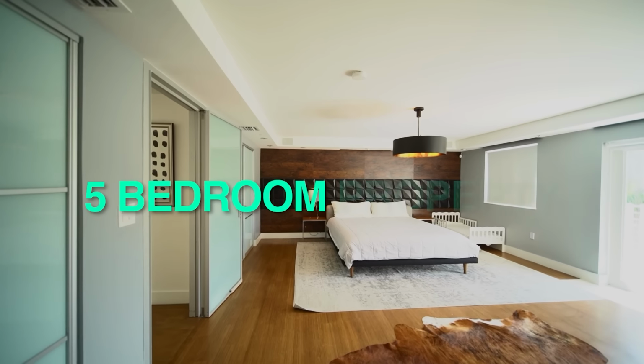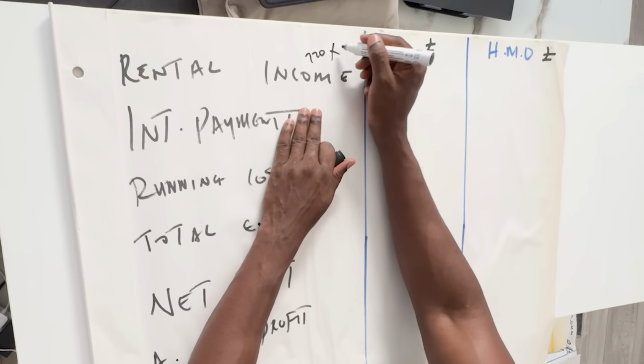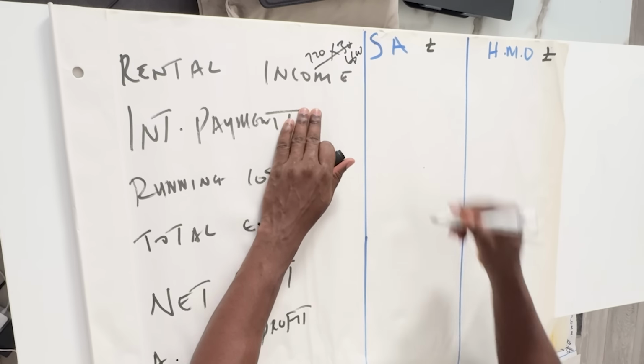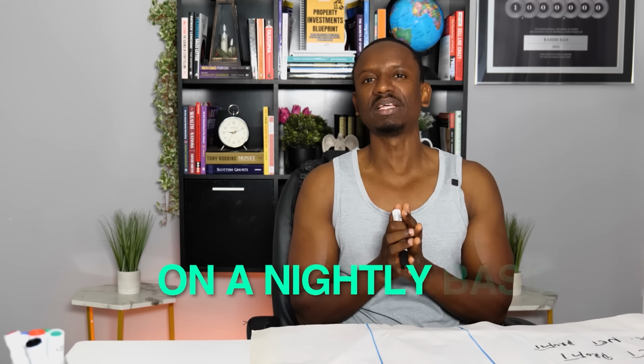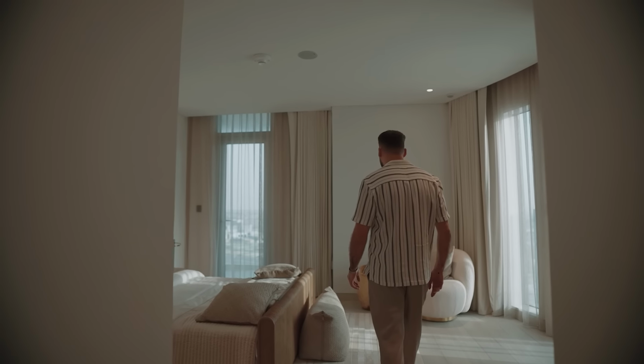In a place like Birmingham, the nightly rate for a 5-bedroom property goes for about £220 per night. So times that by 30 nights, you're talking about £6,600. Let's look at it in a way that we've only rented the property on a nightly basis for half of the month. In essence, we only had guests in our property for 15 nights.